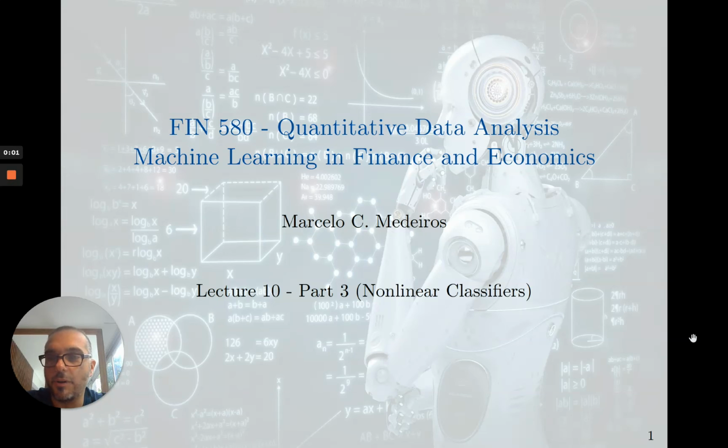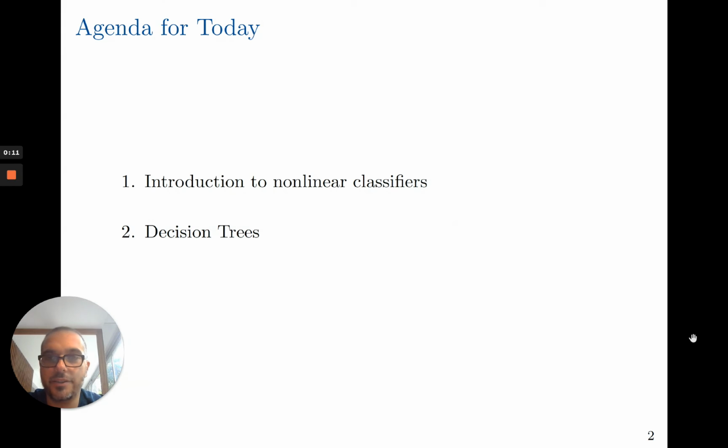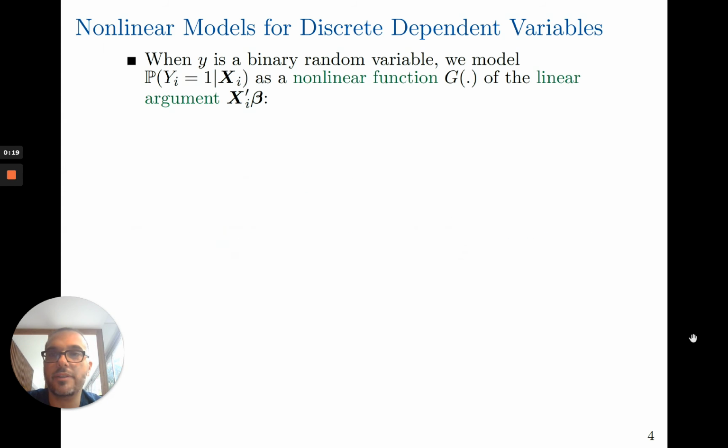This is our last block for lecture 10, and I'm going to talk about more complex models to do binary and multinomial classification. I'm going to introduce you to nonlinear classifiers and also to decision trees. Same references. When y is a binary random variable, we model the probability of y equals 1 given x as a nonlinear function with a linear argument. So the argument of this function is x beta.